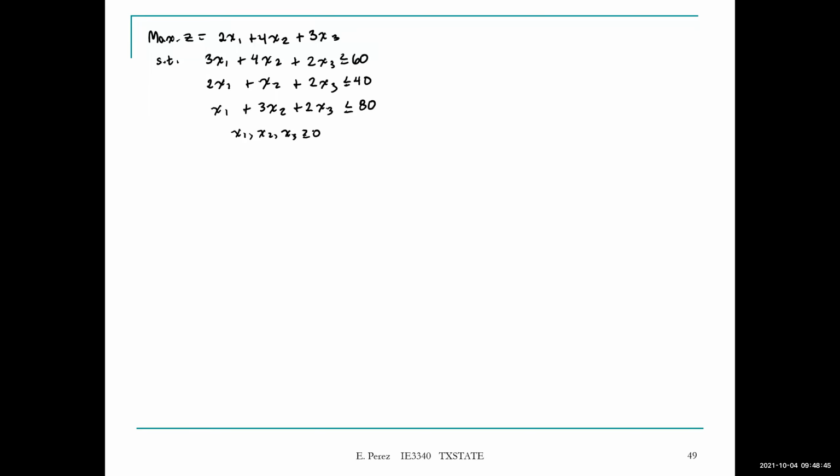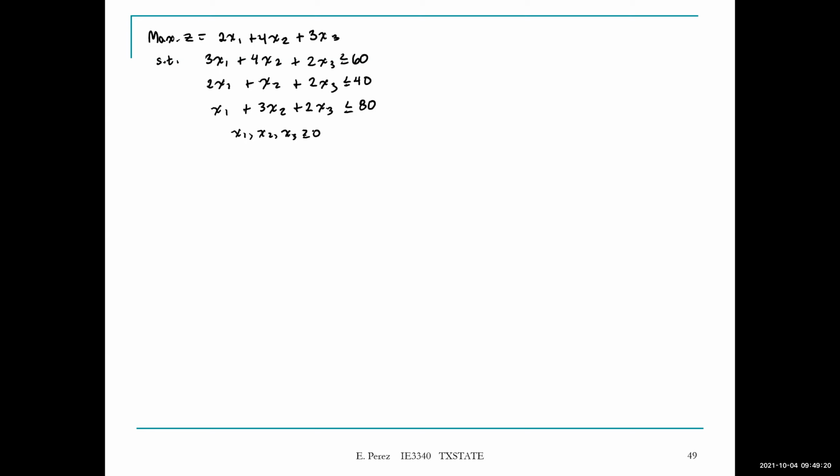Okay, so we have a problem in which we are trying to maximize this objective function 2x1 plus 4x2 plus 3x3. Those are three decision variables. And we have three constraints: 3x1 plus 4x2 plus 2x3 less than or equal to 60, 2x1 plus x2 plus 2x3 less than or equal to 40, and x1 plus 3x2 plus 2x3 less than or equal to 80. All those decision variables are non-negative, so greater or equal to 0. And we want to solve this problem using the simplex algorithm.